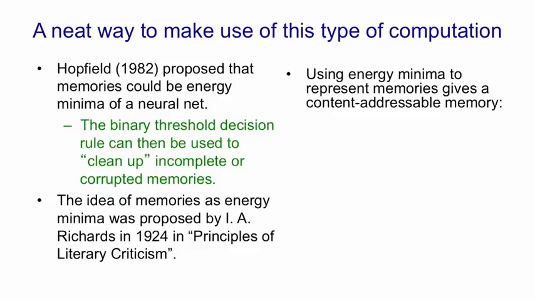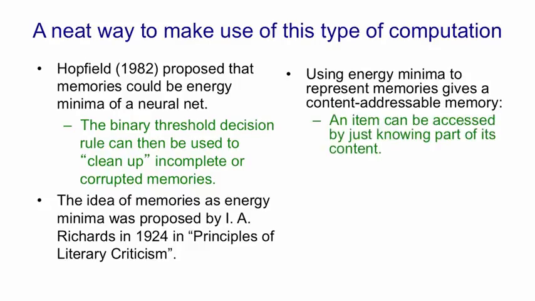Using energy minima to represent memories gives a content-addressable memory, as Hopfield realised, so that you can access an item just by knowing part of its content. I can tell you a few properties of something. That'll set the states of some of the neurons in the net, and if you've put the other neurons in random states and now go around applying the binary threshold rule, with a bit of luck you'll fill out that memory to be some stored item that you know about. When Hopfield nets were proposed in 1982, that was a very interesting property. 1982 was 16 years before Google. Now that we have Google, we regard this as perfectly obvious.